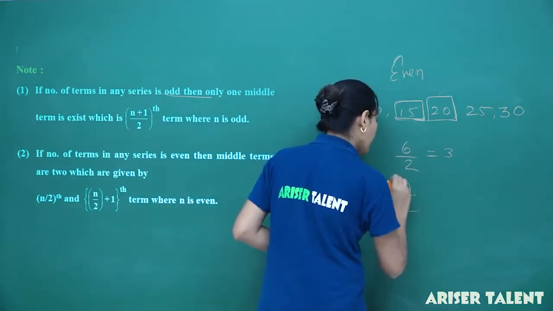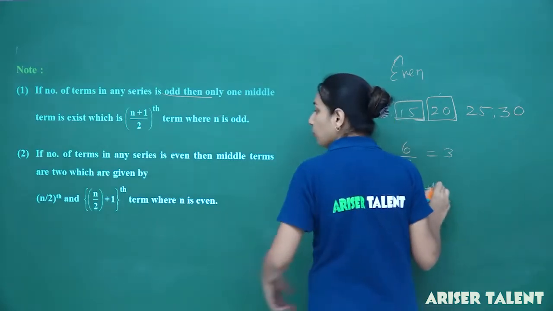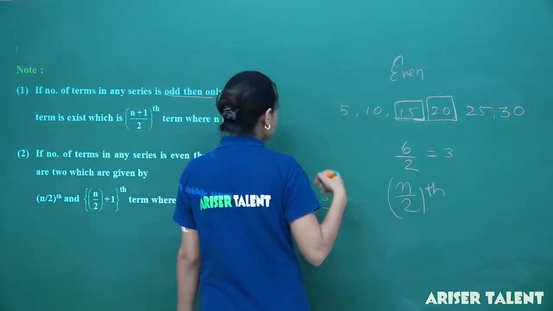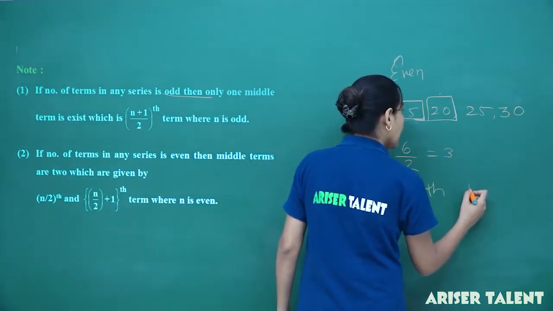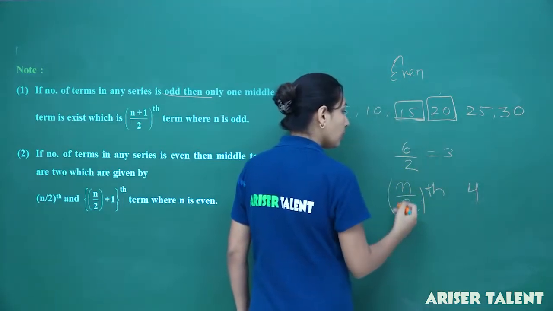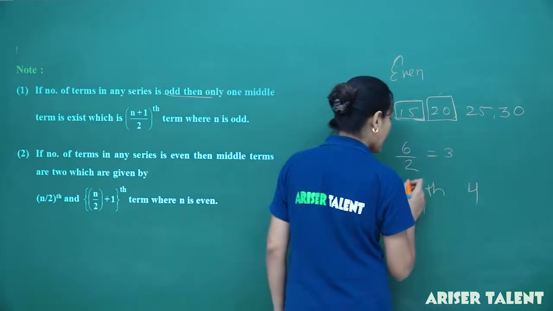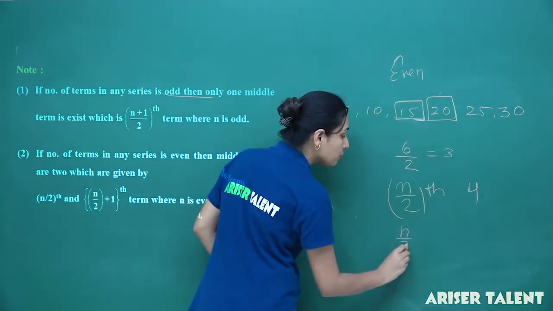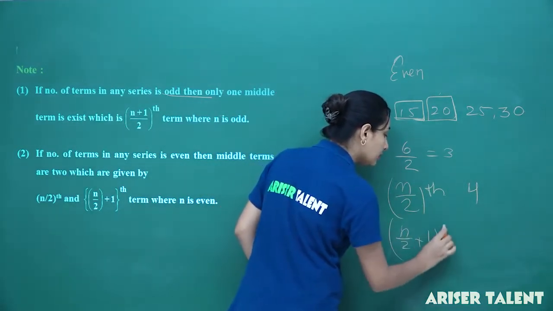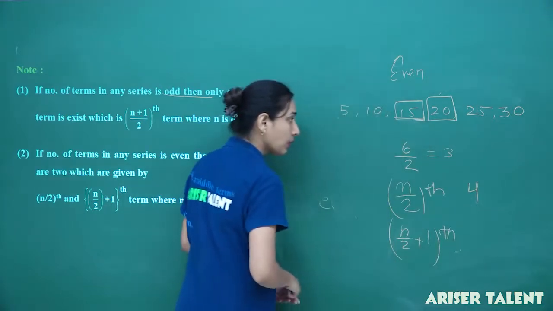So you can say the n by 2th term. So first is the n by 2th term. Now the second one is what? The 4th term. Now how will we get 4 from this? You will just add 1. So the (n by 2 plus 1)th term will be the 4th term.